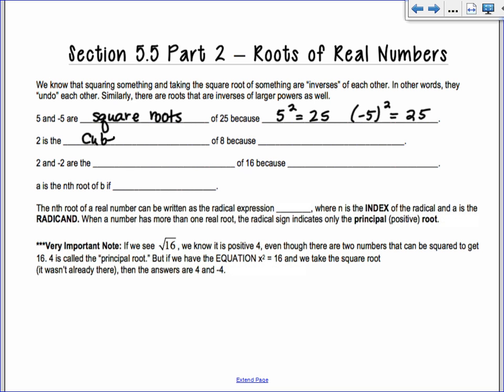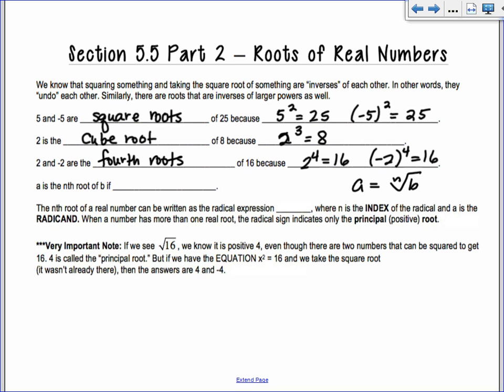2 is called the cube root of 8 because 2 cubed is equal to 8. 2 and negative 2 are called the fourth roots of 16 because 2 to the fourth is equal to 16 and negative 2 to the fourth is also equal to 16. And a is the nth root of b, so I just said a is the nth root of b if a to the n is equal to b.